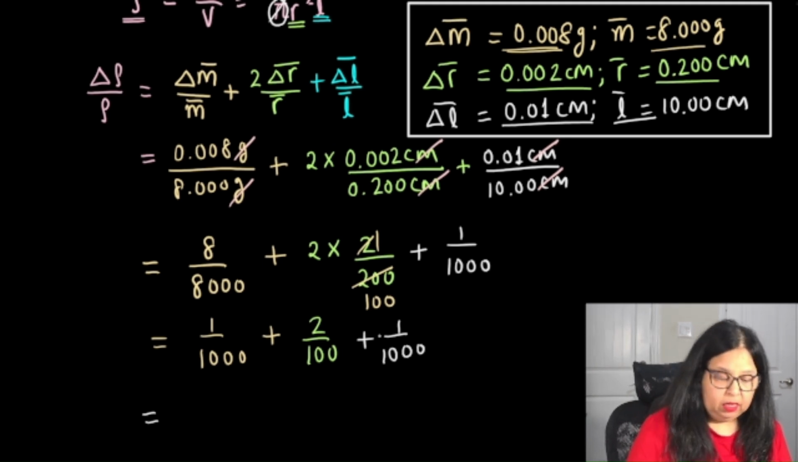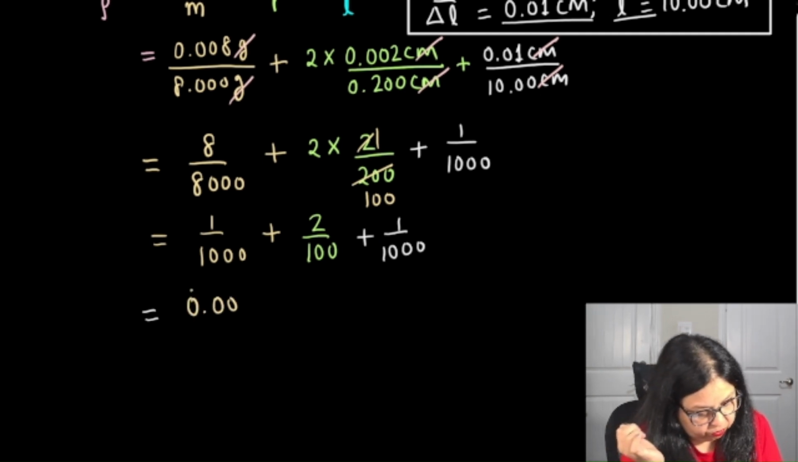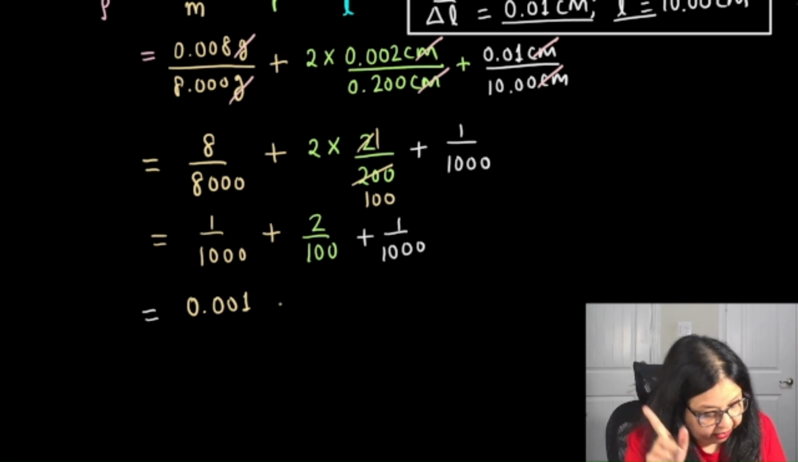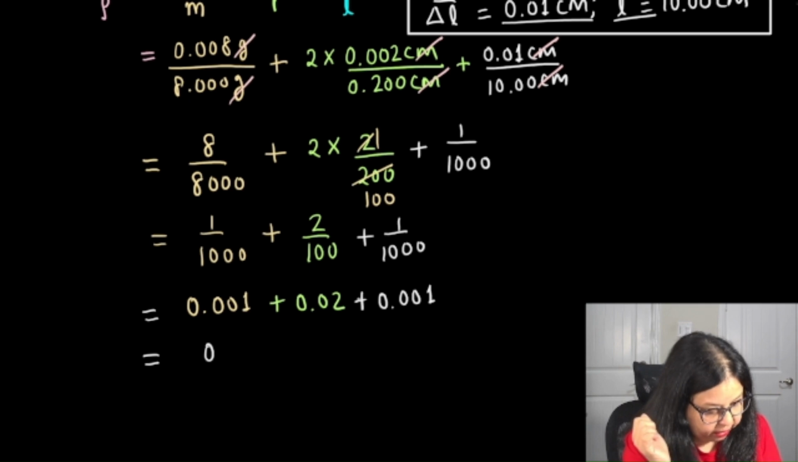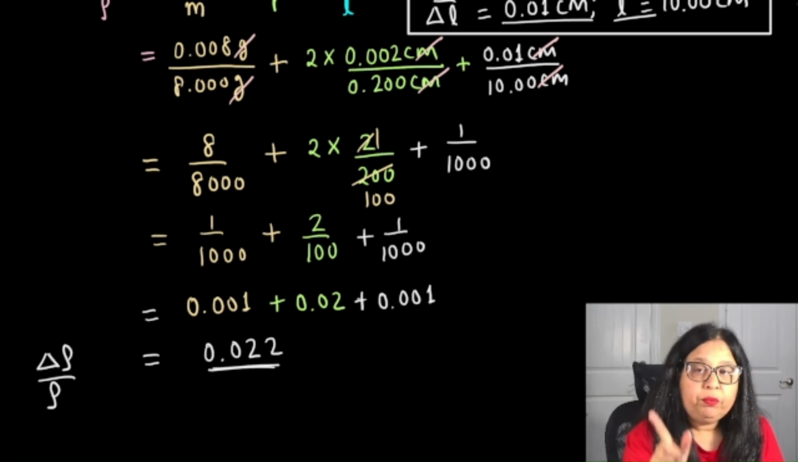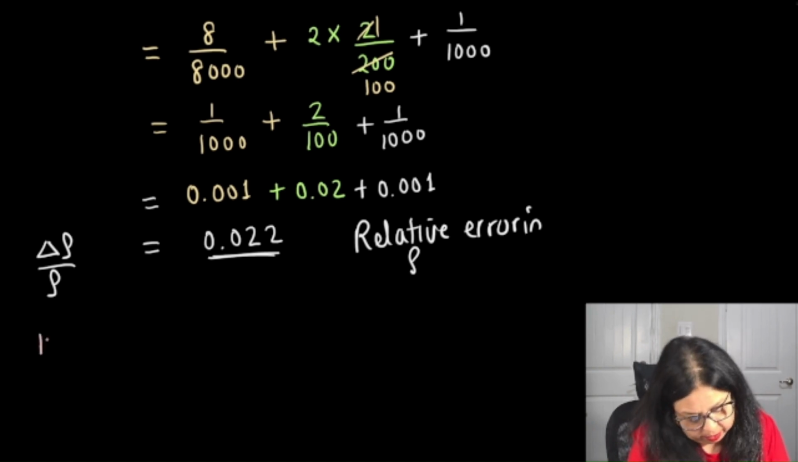What does this give us? The first term is 0.001. The second one is 0.02. And the third one is 0.001. Combine them all and you will get 0.022. This is the relative error in the density. From here you could very easily get the maximum percentage error in the density of the wire.